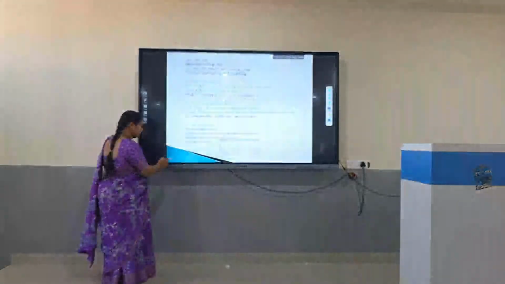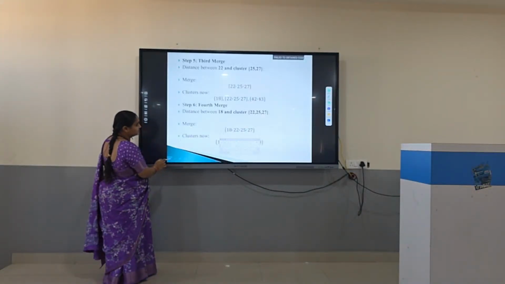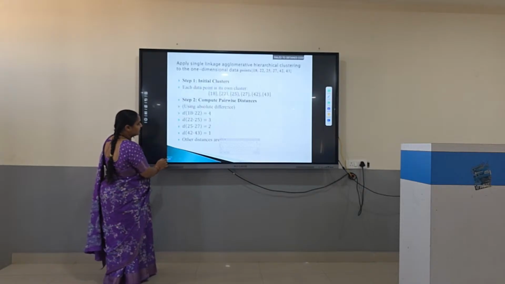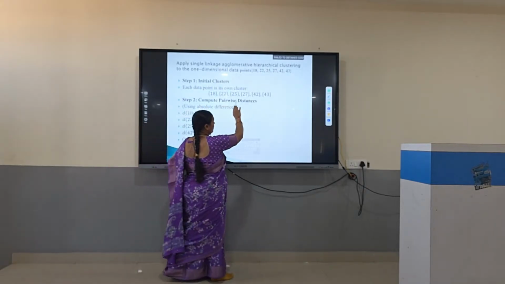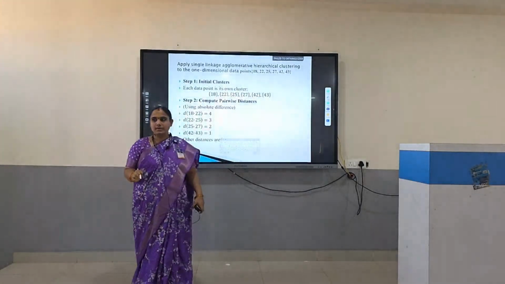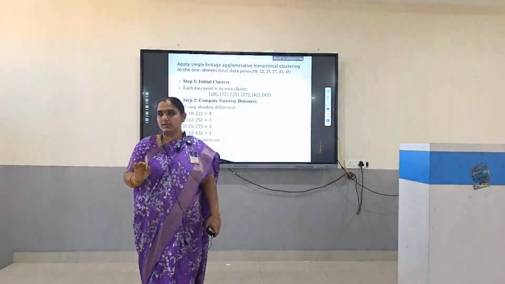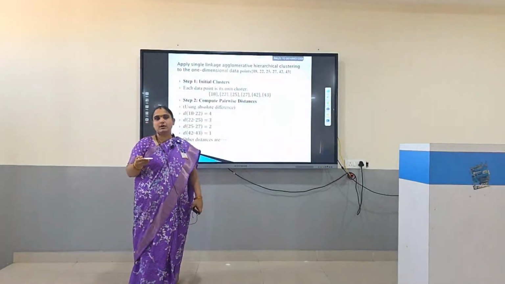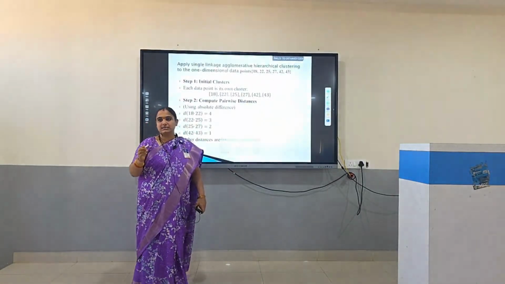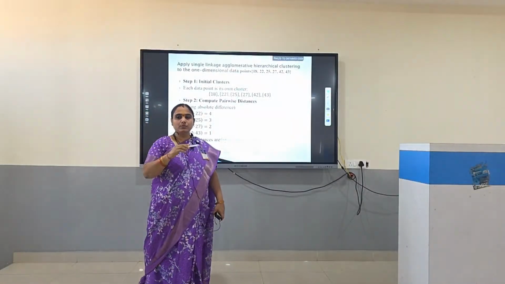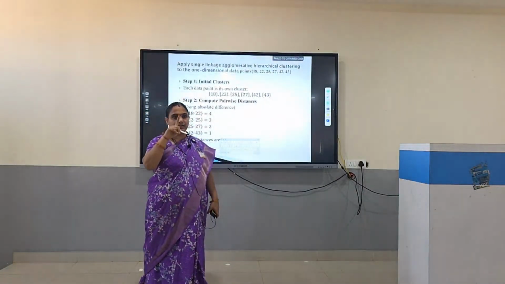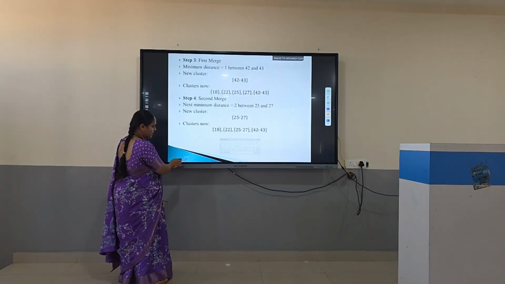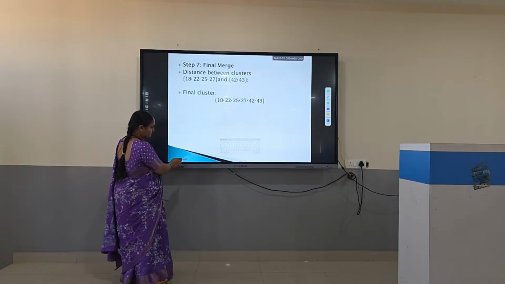First, you have seen all our individual clusters. At last, you will get everything combined into one cluster. This is agglomerative clustering. First you treat every point as an individual cluster, then you combine, and at last you get only one cluster. How you can represent this is using a dendrogram. That also I will show you.